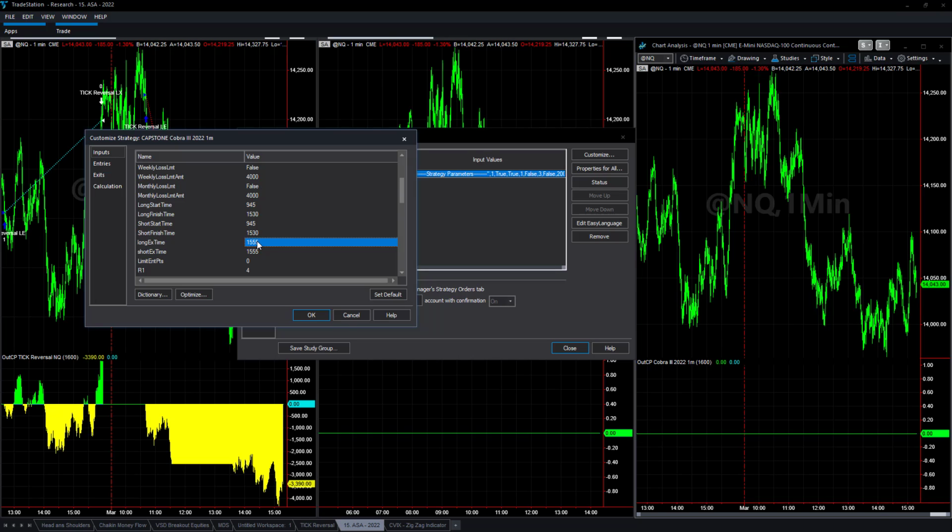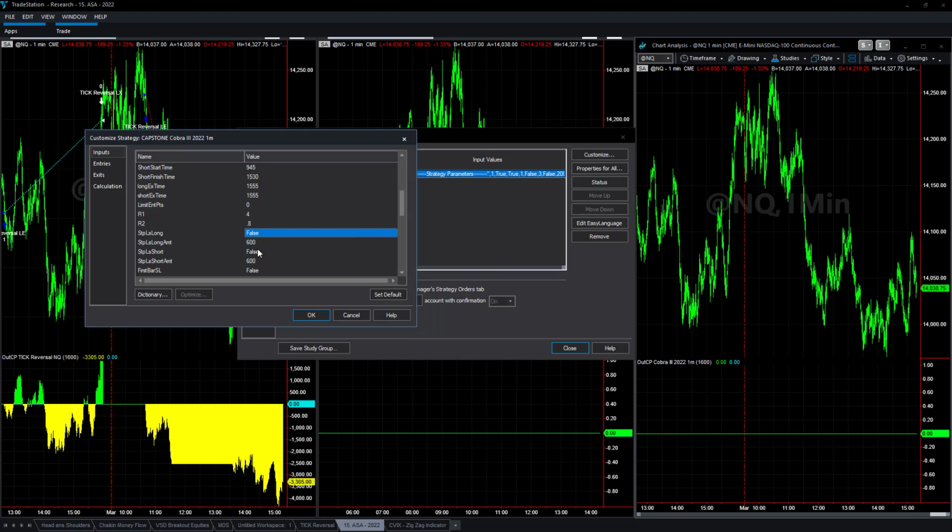Then you can exit. The benefit of a 1 minute chart is you can exit on that interval. Any given minute you can exit. Instead of on a 15-minute chart, you have to set it to every 15 minutes. On a 1 minute chart, you can set it to every 1 minute interval. So a lot of these parameters we've had for a while.